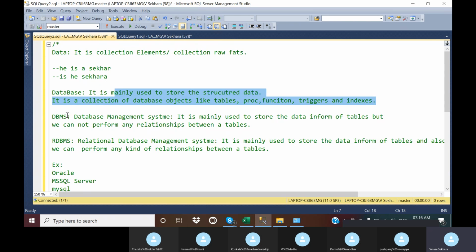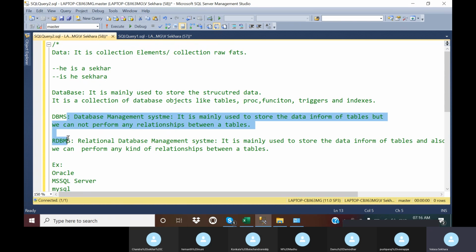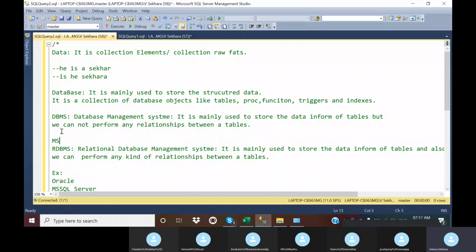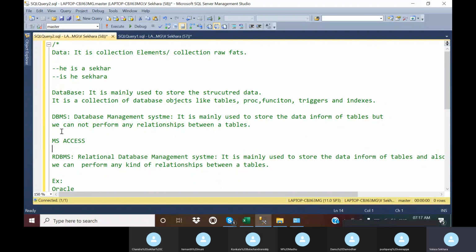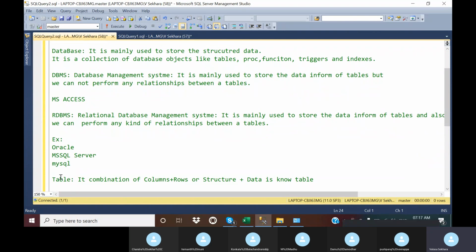This database is mainly classified into, I told you, DBMS and RDBMS. I think you guys maybe understand the difference between DBMS and RDBMS. Yesterday I gave one simple example. DBMS will store the data in the form of tables, but we cannot perform any kind of relationship there. But in case of RDBMS, it will store the data in the form of tables, and also we can perform some kind of relationship. In case of DBMS, MS Access is an example. In case of RDBMS, the examples are Oracle, MS SQL Server, MySQL.